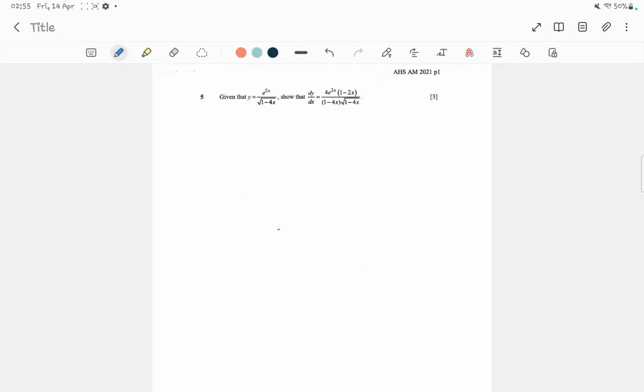So question number 5 is also again a differentiation question. We are given this function over here, and we need to show that if we differentiate this, we can get this expression over here. So this is just purely differentiation. In questions like this, you have to be careful of your workings, because generally you should be able to get full marks.